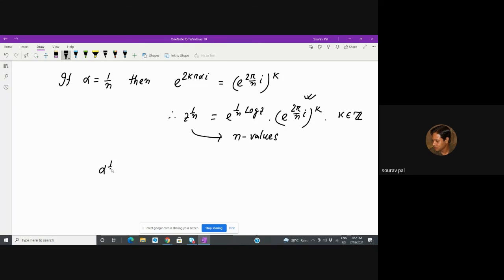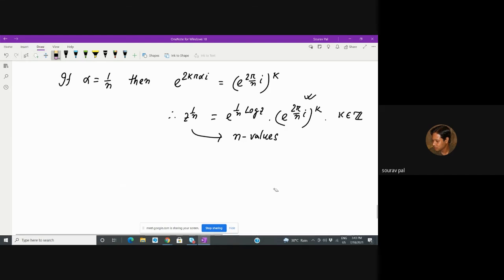What is alpha to the 1 upon n? If z is equal to alpha to the 1 upon n, then this z is a root of z to the n minus alpha equal to 0. And the left hand side is a polynomial of degree n. And from the fundamental theorem of algebra, we have learned it has precisely n values. Now that problem of the assignment tells us what those exact values are. It gives you an algorithm to calculate them, nevertheless.